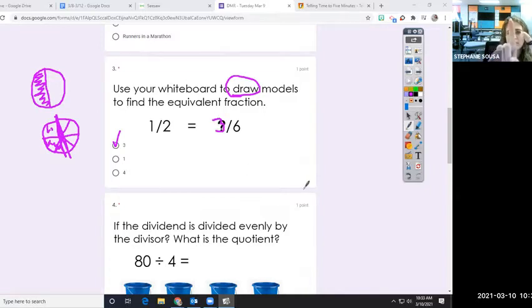We can also know that because we have 6 fingers, and when we put 3 of them together and 3 of them together, we have 3 over here and 3 over here. Okay, 3/6. Questions on that one?